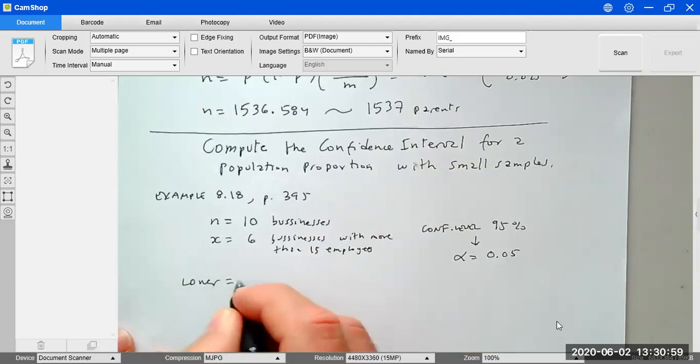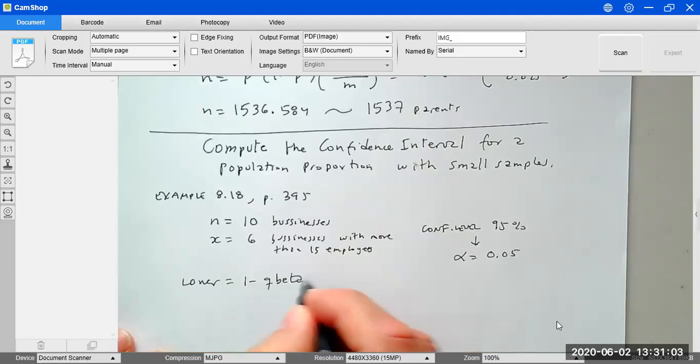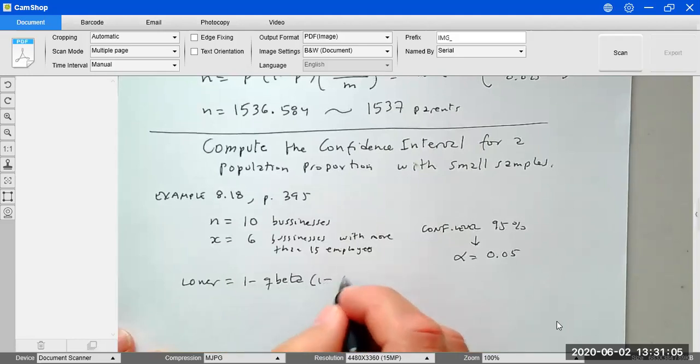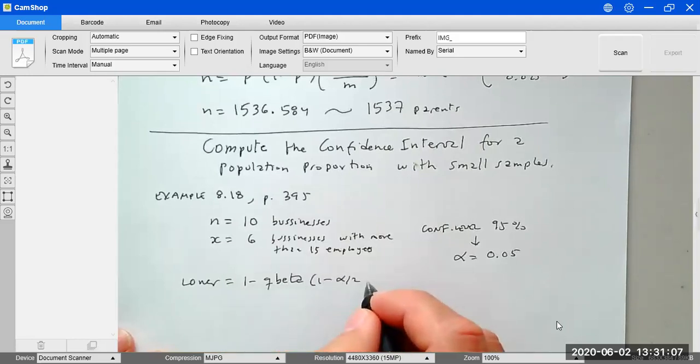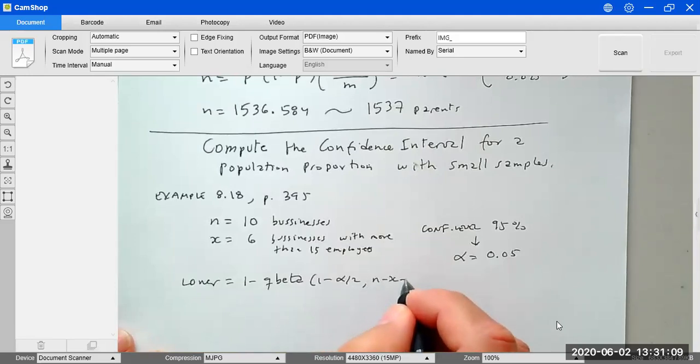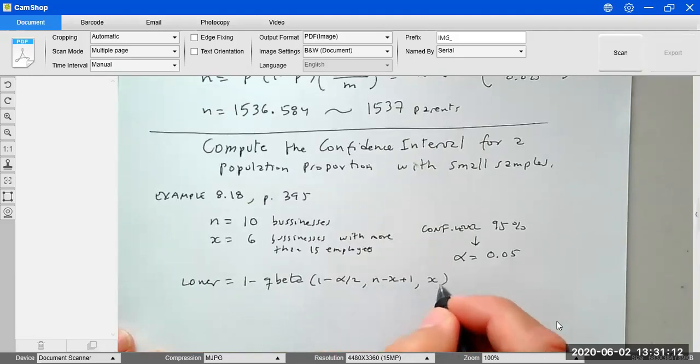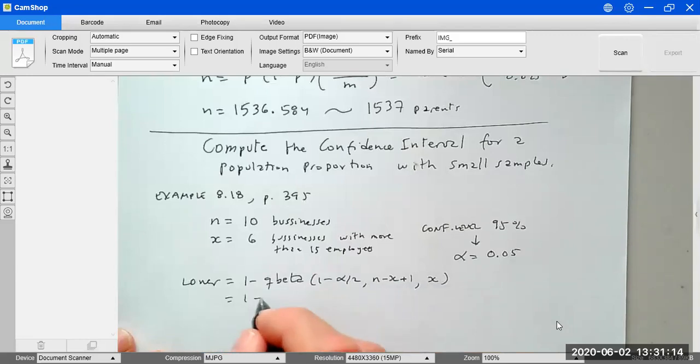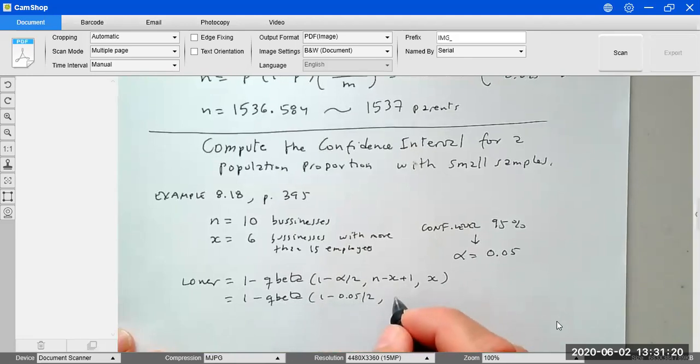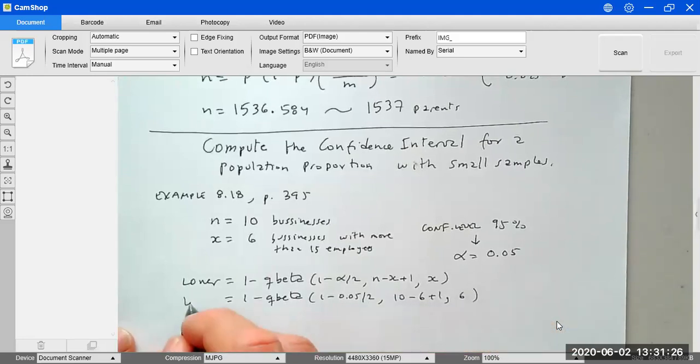The lower limit is going to be 1 minus q beta of 1 minus alpha over 2, comma n minus x plus 1, comma x. So in this case it is 1 minus q beta, 1 minus 0.05 over 2, comma n is 10 minus 6 plus 1, comma x is 6, and that is going to be the lower limit.